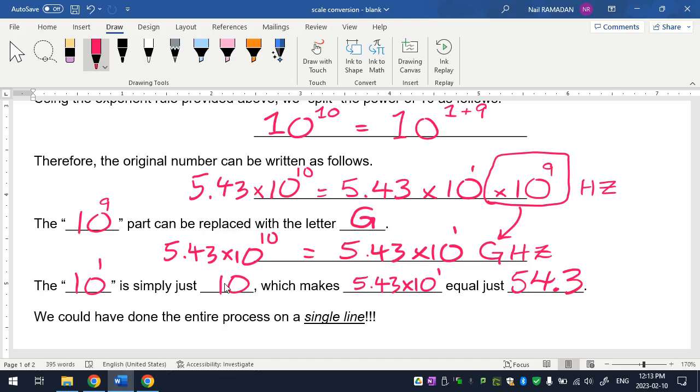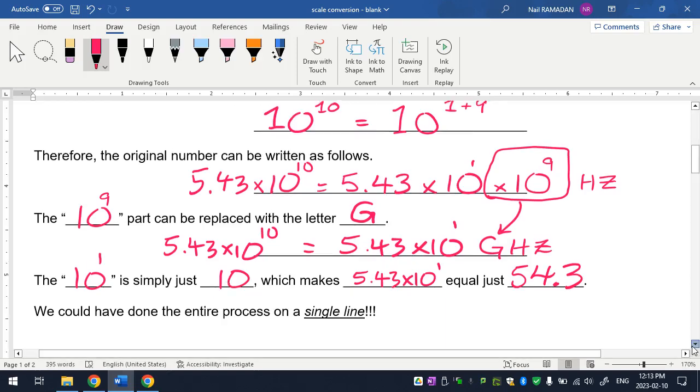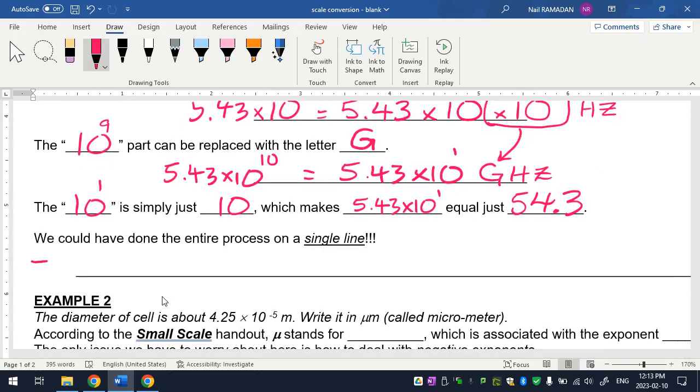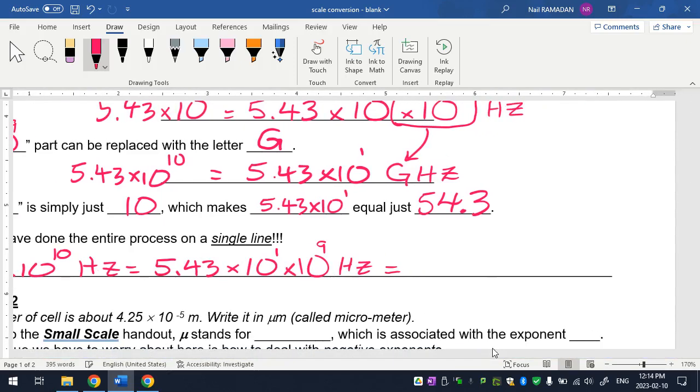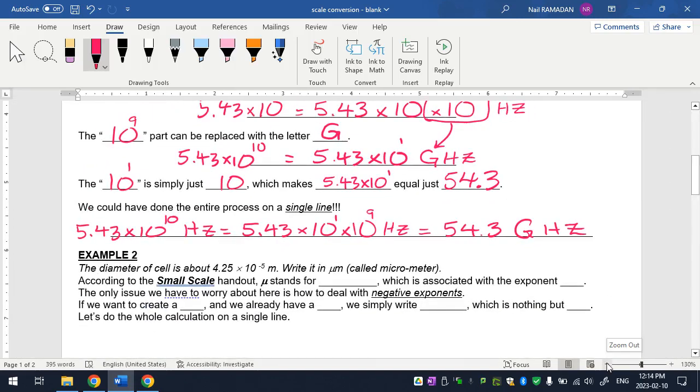How can you write the whole thing on a single line? Just like this: 5.43 times 10 to the 10 hertz equals 5.43 times 10 to the 1 times 10 to the 9. 1 plus 9 is 10 hertz, which means 54.3 gigahertz. That's how we do it.